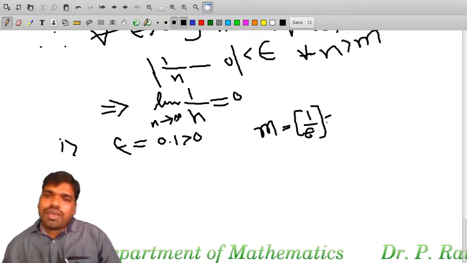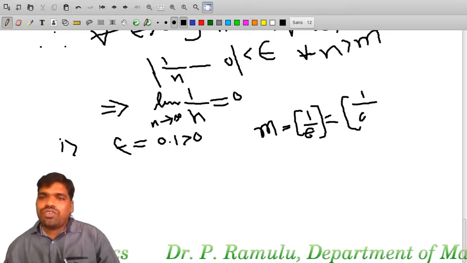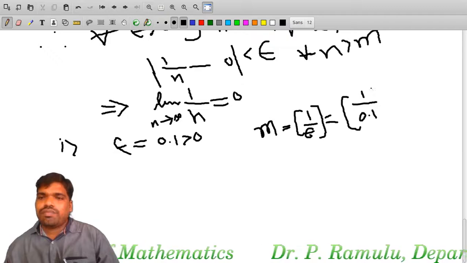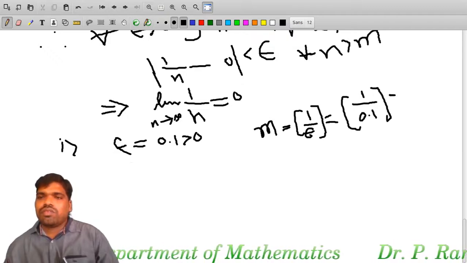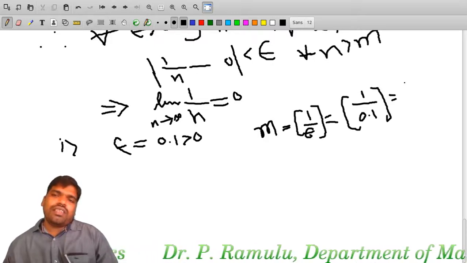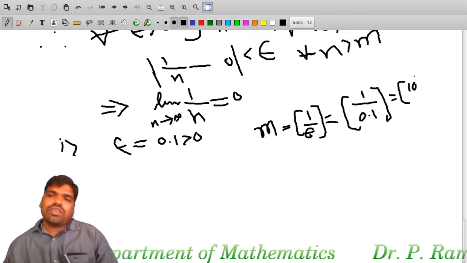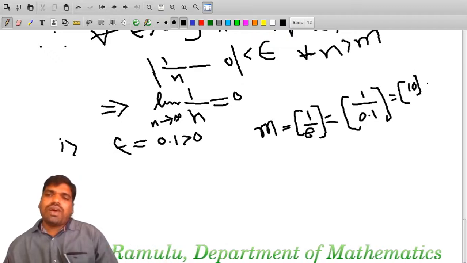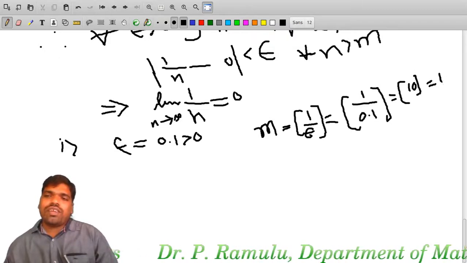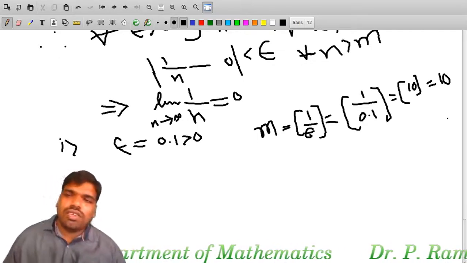So 1 by epsilon is nothing but 1 by 0.1, which is nothing but 1 by 10. That goes to 10 by 1, which equals 10. So box of 10 equals what? We know that it is 10 only. Box of 10 equals 10 only, right?